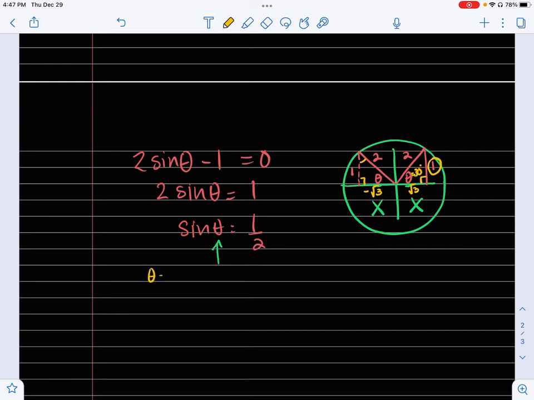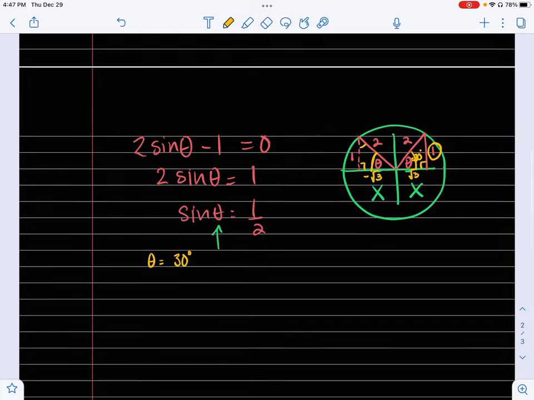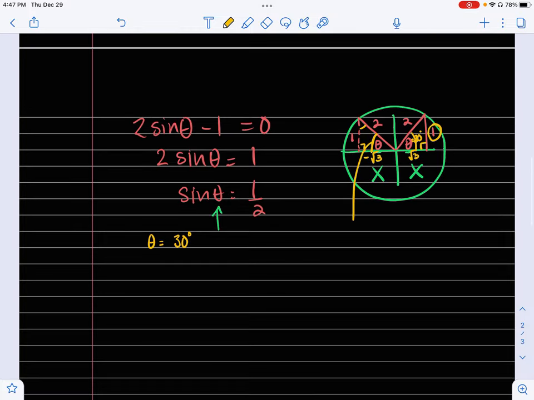Hence, I found one solution to theta, which is 30 degrees. If this is a 30-degree angle, what angle would that be? That would also be a 30-degree angle. However, this is the reference angle.